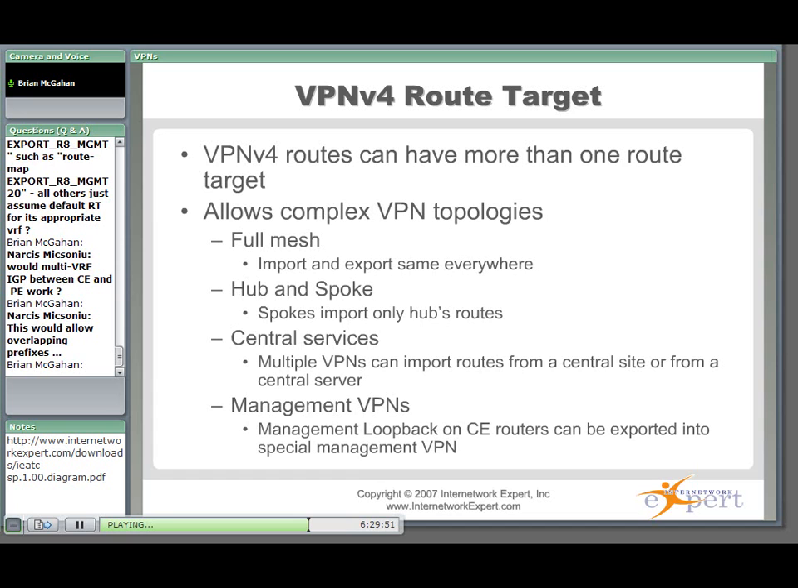So if you have a full mesh, it just means that whatever I'm exporting, everyone else in my VPN is importing that. If I'm hub and spoke, I'm saying some of the routers are importing everything, and some of them are importing just a subset. Same with central services. We're exporting a well-known route target, and then other people that want access to it are importing that.